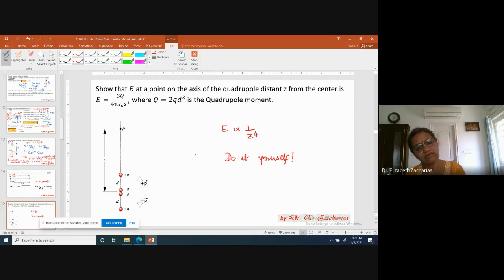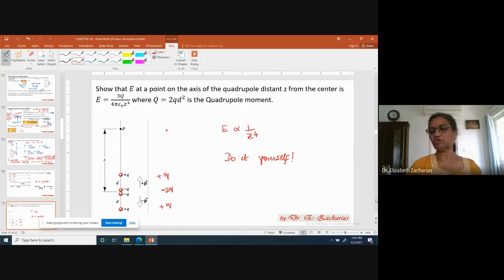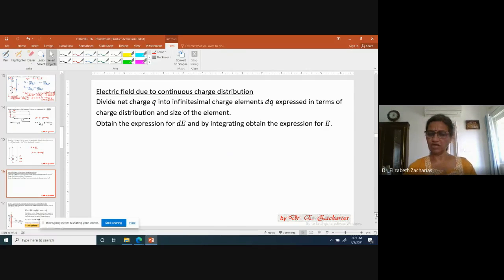You can either do it this way, or you can treat it as simply 3 charges: Q, minus 2Q, and plus Q, and then apply the principle of superposition, taking into account the distance. Still you will get the same answer, because after all what we are doing is only applying the principle of superposition. So I want you to do it yourself in your own interest. They may not ask you to do this entire thing in an examination, but we can always ask you questions on how it falls off with distance and things like that. So better work it out.